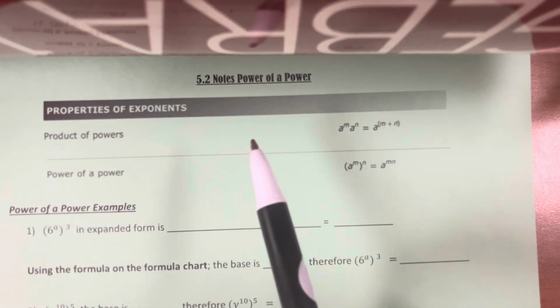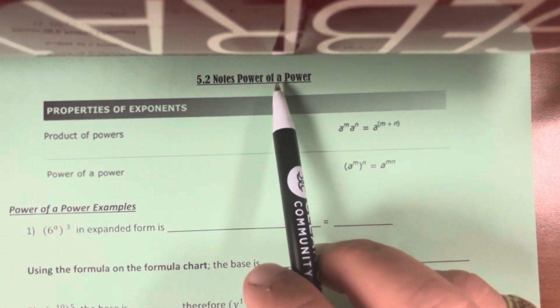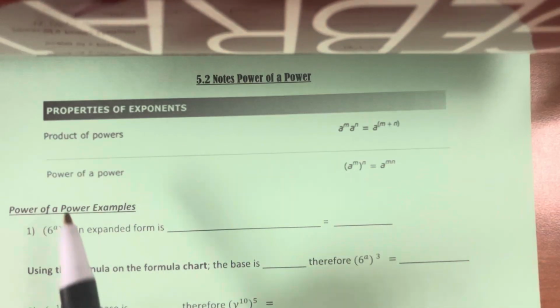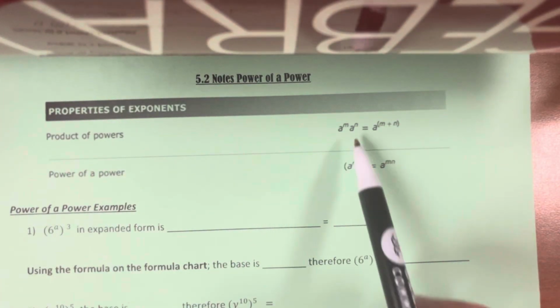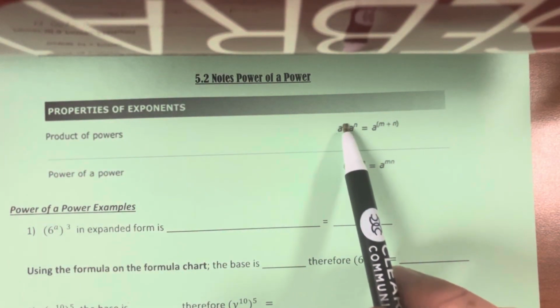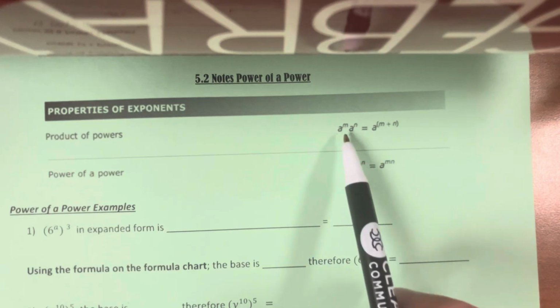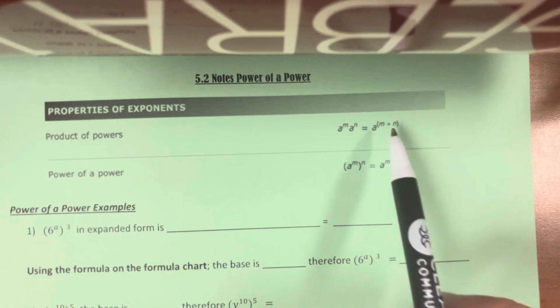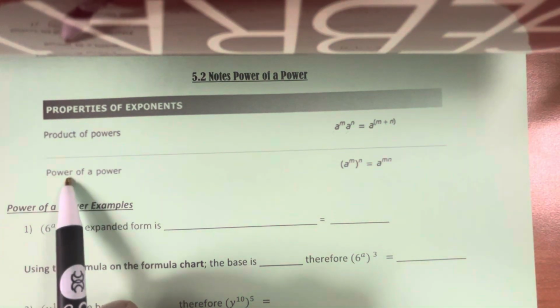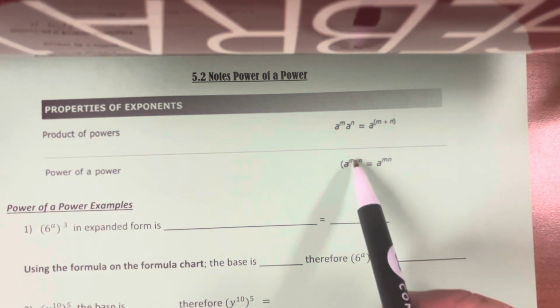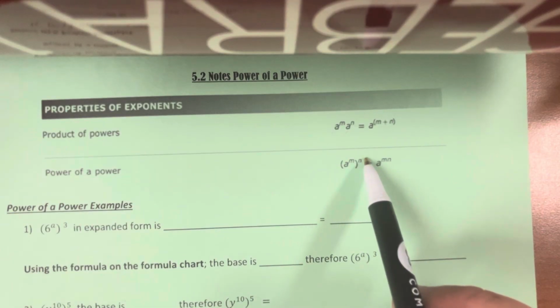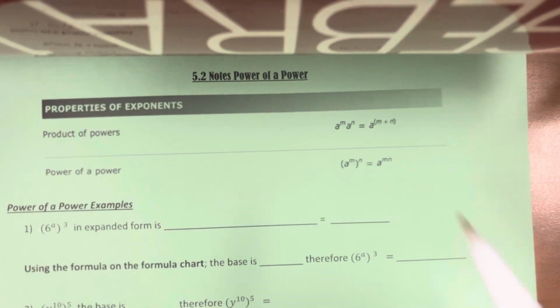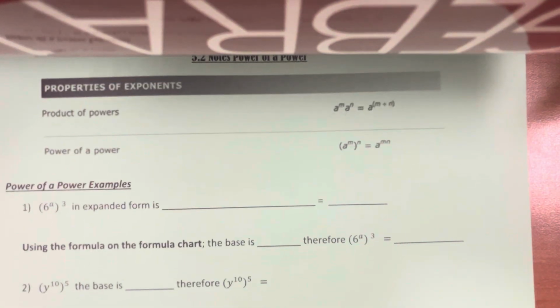All right, so today we're going to be going through the notes of power of a power. Like we went over yesterday, when you have product of powers, when you multiply the same base together, you add the exponents together. So a to the m times a to the n is a to the m plus n. Add the exponents together. If you have a power of a power, so you have a to the m raised to the nth power, you're going to multiply the two exponents together. And that's what we're going to see today.